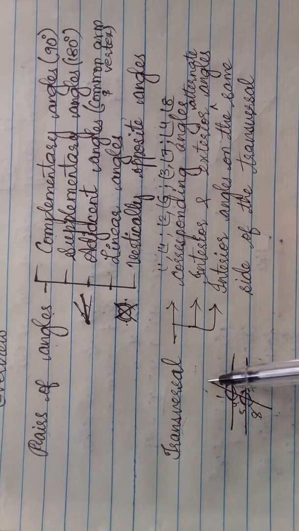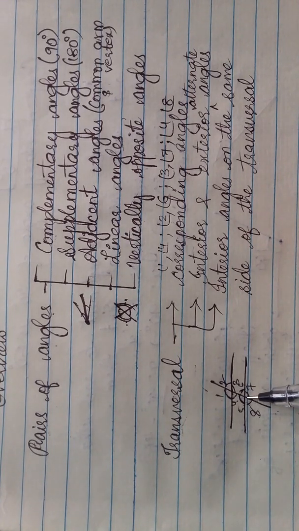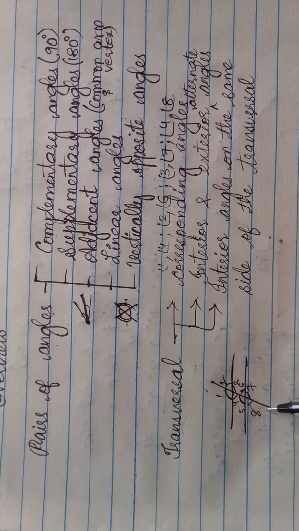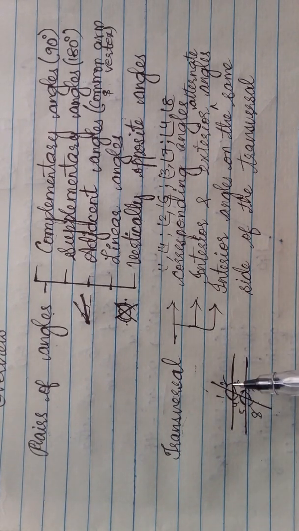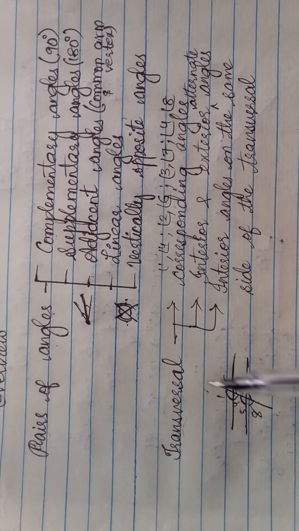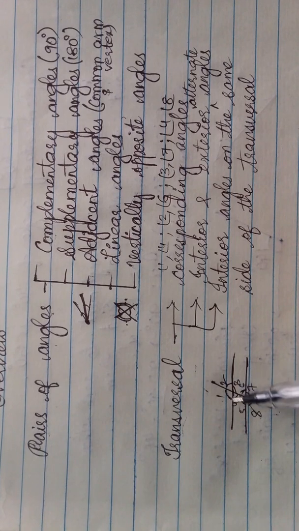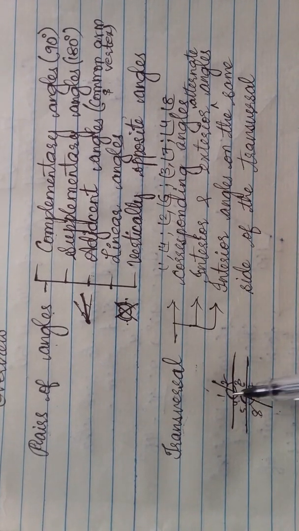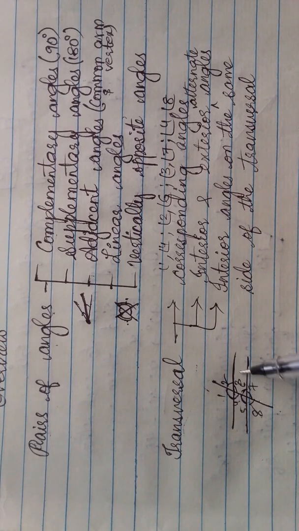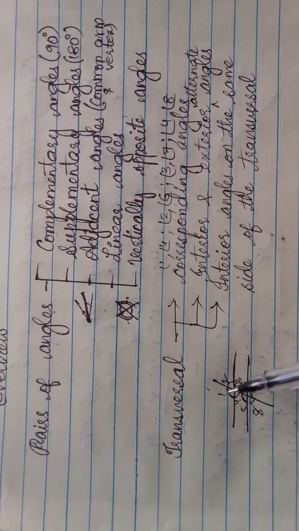Transversal: a line which intersects two or more lines at distinct points is called a transversal to the lines. A transversal makes 8 angles with two lines as shown in this figure. Okay, 1, 2, 3, 4, 5, 6, 7, 8. 8 angles are formed when two lines are intersected by a transversal. Understood? Now let us see what are corresponding angles.